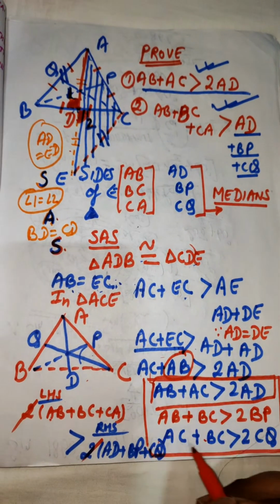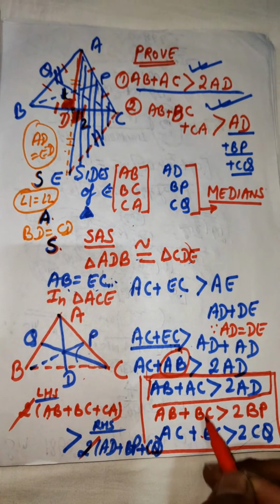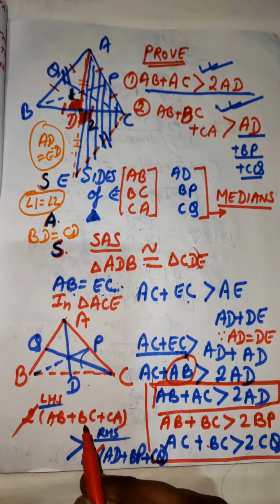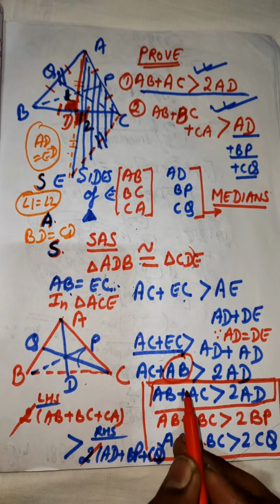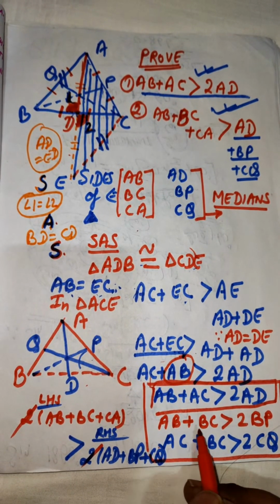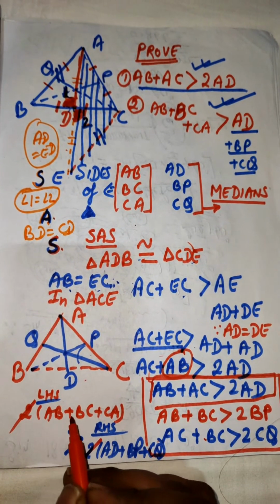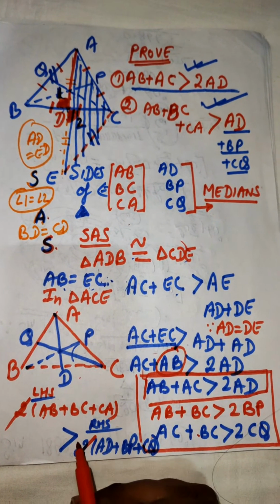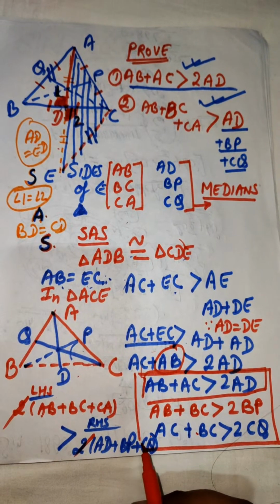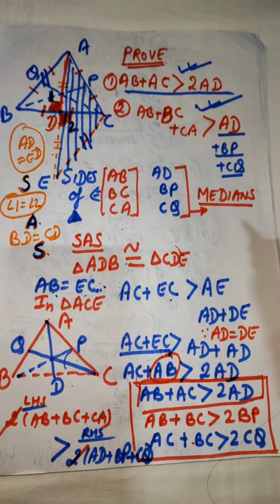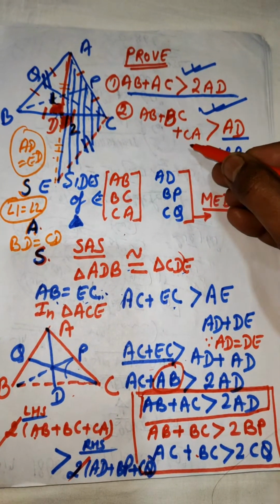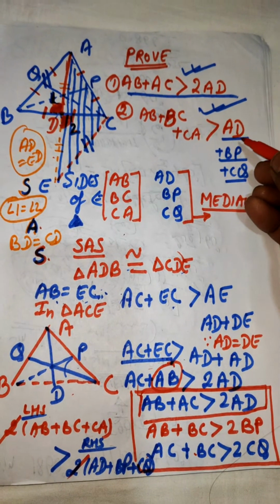Now add the LHS and RHS of these inequalities. Then we get AB coming 2 times, BC coming 2 times, AC coming 2 times. So 2 times (AB plus BC plus CA) is greater than 2 times the sum of the medians. The 2 will be cancelled out, and we have proved the sum of the three sides of the triangle is greater than the sum of its three medians.